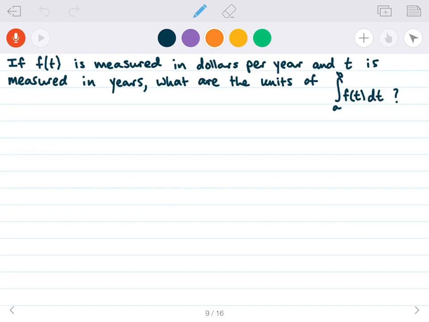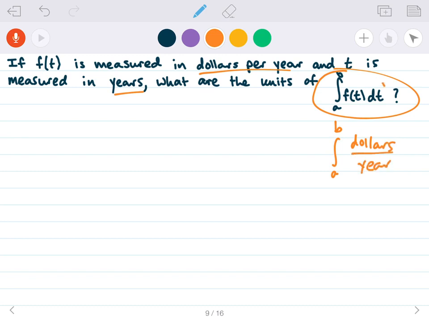Let's do this one. If f of t is measured in dollars per year and t is measured in years, what are the units of this guy? Well, again, I can just plug in my units. F of t is dollars over year, so dollars per year, and the change in time is going to be in years. So crossing that out, my units should be dollars.